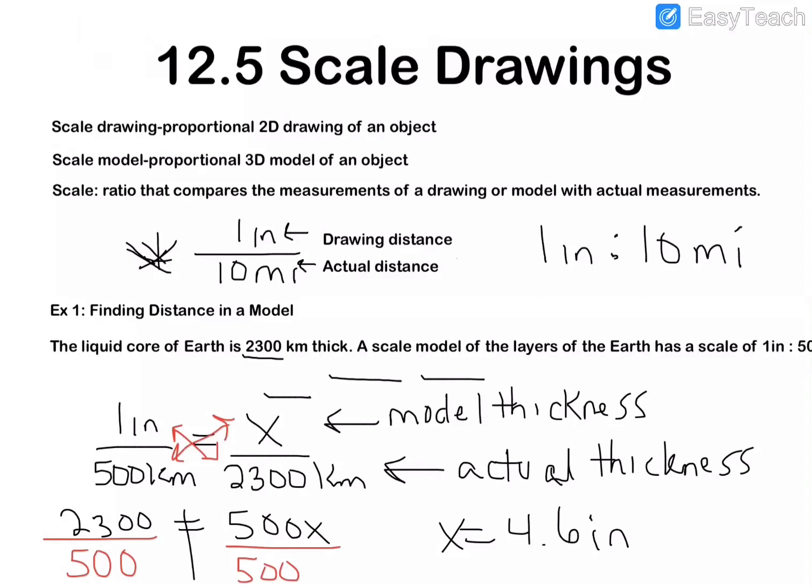Okay, so that's all we're doing for this part of the lesson. You have to make the proportion to find that missing measurement. You have to figure out which one is the missing. Is it the model or the drawing, or is it the actual? If you have any questions about your assignment, feel free to reach out as always.